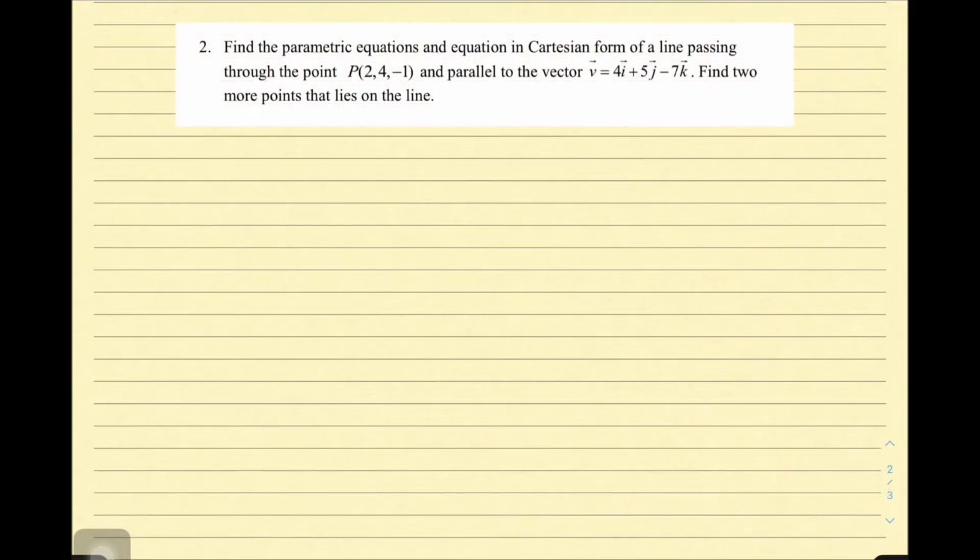Find the parametric equation and equation in Cartesian form of a line passing through the point P2, 4, negative 1 and parallel to the vector V, 4I plus 5J minus 7K. Find 2 more points that lies on the line. Okay, so kita buat satu-satu.